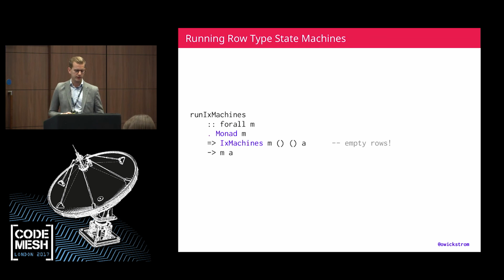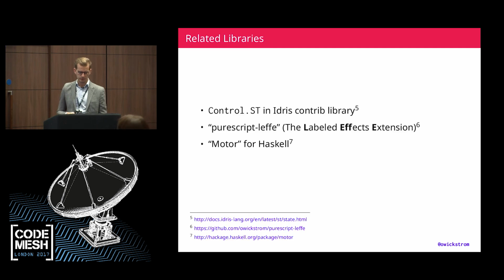Then you could have a type signature requiring that each state machine resource is removed, or like that you have went to the terminal state. So this type signature, run ix machines, has two empty rows, that's a parens. And then we have to clean up and kind of go all the way through.